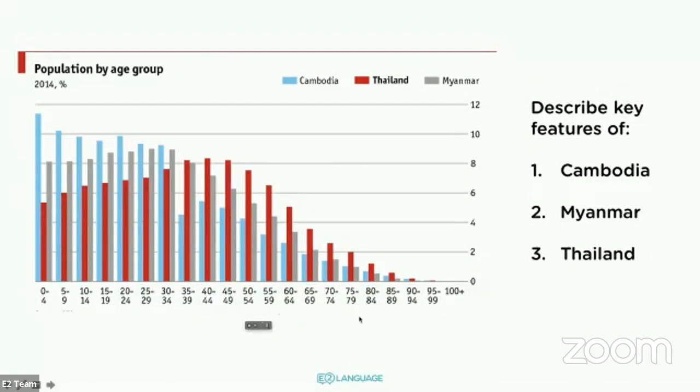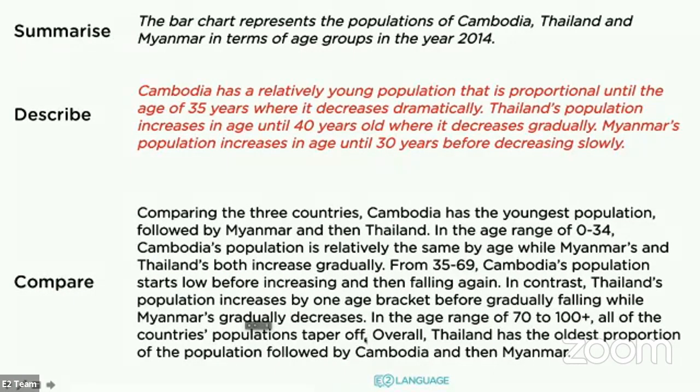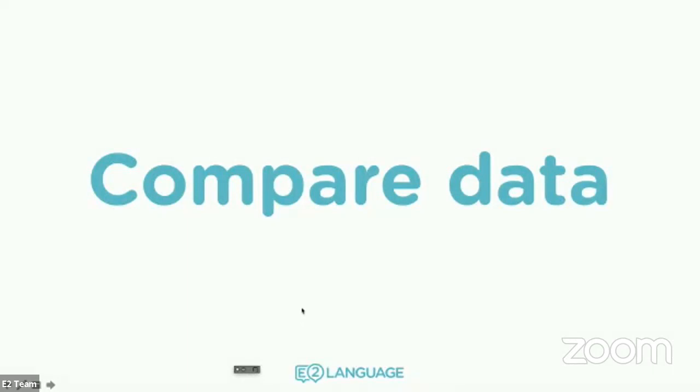So let's have a look at mine here. I said Cambodia has a relatively young population that is proportional until the age of 35 years, where it decreases dramatically. Okay, I've actually kept it quite simple here. Thailand's population increases in age until 40 years old, where it decreases gradually. Myanmar's population increases in age until 30 years before decreasing slowly. So I've just described the major trends there, that's all.